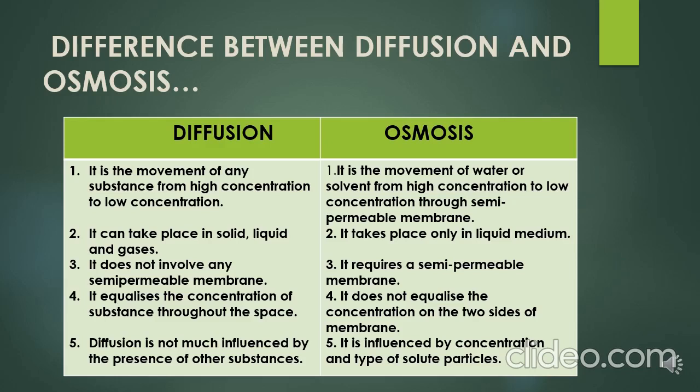Then third, diffusion does not involve any semi-permeable membrane. Osmosis requires a semi-permeable membrane. Here it is an essential condition. Then diffusion equalizes the concentration of substance throughout the space. See, when we put the dye in water, the dye molecules will mix with the water molecules, so it equalizes the concentration of the substance throughout the space.